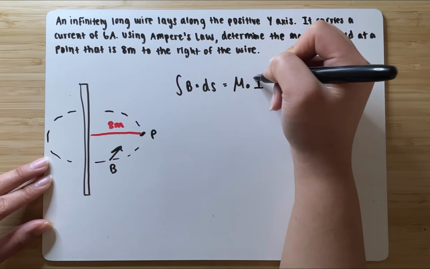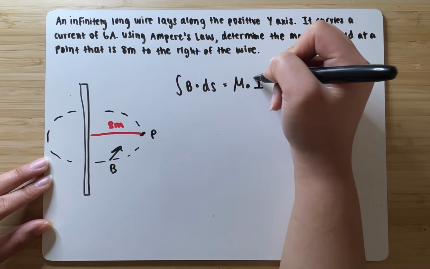Now, simplify this, you get B times 16 pi is equal to mu naught times 6. You want to solve for B, which you can do by dividing 16 pi on both sides, so you get B is equal to, well, let's write it here first. B is equal to 6 over 16 pi times mu naught, okay?